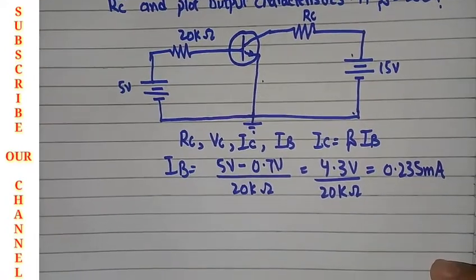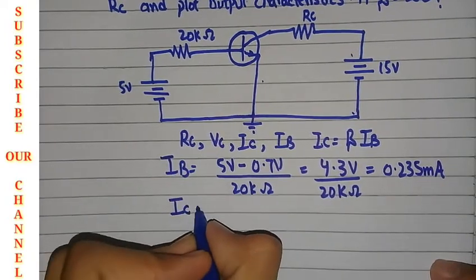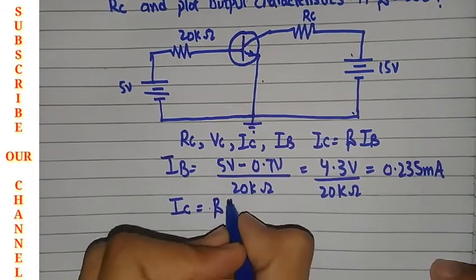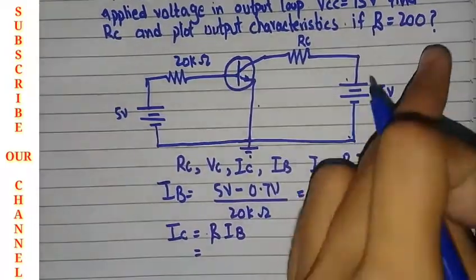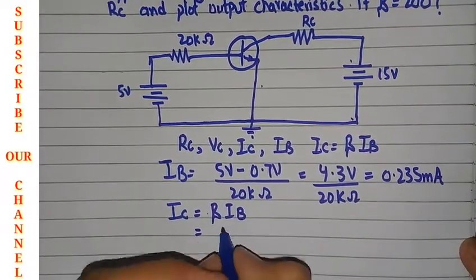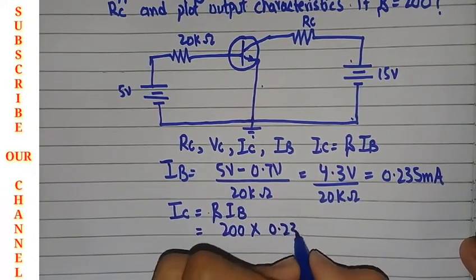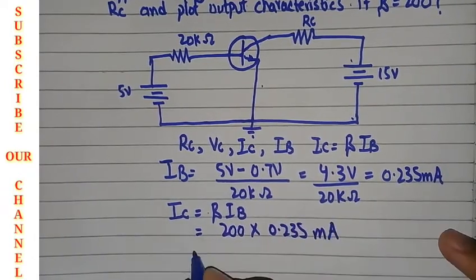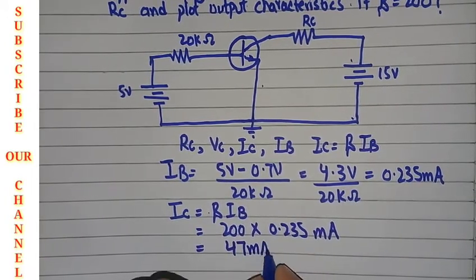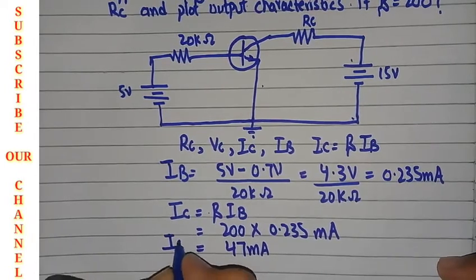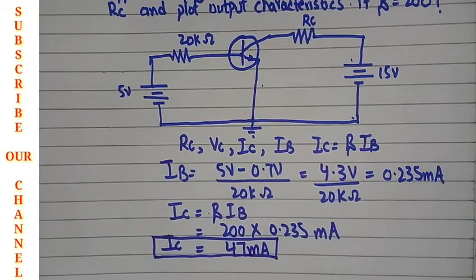So you will find IB, and then you will find IC, and IC will be beta times IB. Beta of the transistor is given as 200, so 200 multiplied by IB of 0.235 milliamps will be equal to 47 milliamps. So the value of IC is equal to 47 milliamps.